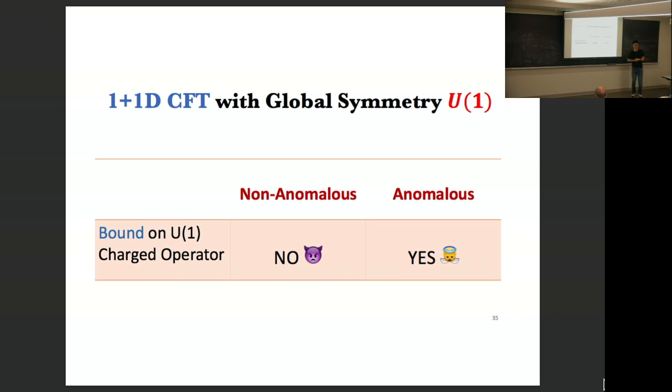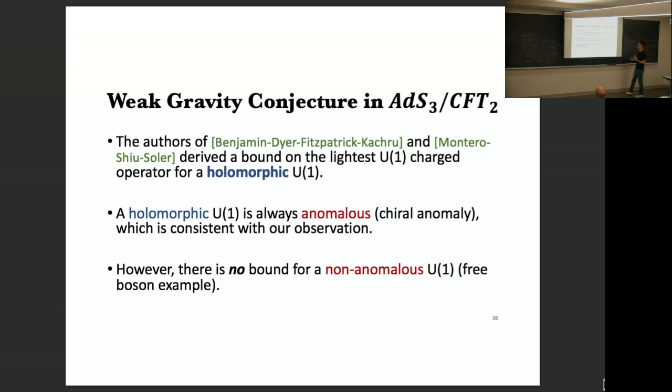And I claim that a similar phenomenon happens too, that in a 1+1D CFT with U1 global symmetry, you only have a bound on the lightest U1 charge operator when U1 is anomalous, but not otherwise. This is somewhat related to the weak gravity conjecture in AdS3. So in these two papers, the authors derive a bound on the lightest U1 charge operator for a holomorphic U1. That's consistent with the claim in the previous slide, because a holomorphic U1 is always anomalous. The anomaly of a holomorphic U1 is captured by the holomorphic level K. So the fact that they got a bound is consistent with the observation that you have a bound when the symmetry is anomalous. However, you can consider more general U1 global symmetries that are not generated by a holomorphic current. And generally, there's not going to be a bound for a non-anomalous U1 global symmetry.